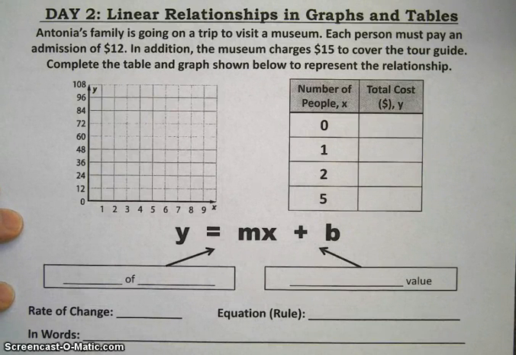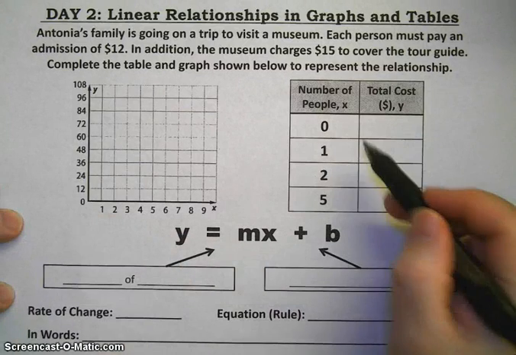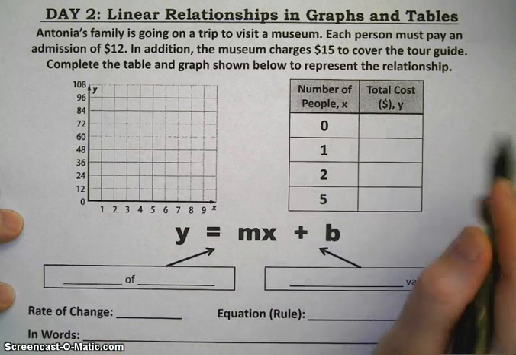So the problem we're looking at: Antonia's family is going on a trip to visit a museum. Each person must pay an admission of $12. In addition, the museum charges $15 to cover the tour guide. Complete the table and graphs shown below to represent the relationship. Let's start with the table. And we're not going to start with 0. We're going to come back to that in just a second.